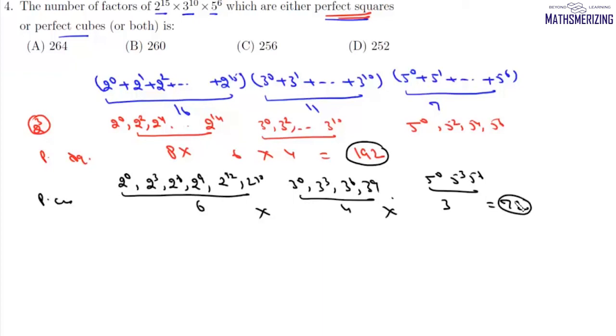Now we need to subtract all those numbers which are both perfect squares as well as perfect cubes, because they are counted twice. So we need to remove all those numbers which are perfect squares and perfect cubes. For that we must have powers of 6.